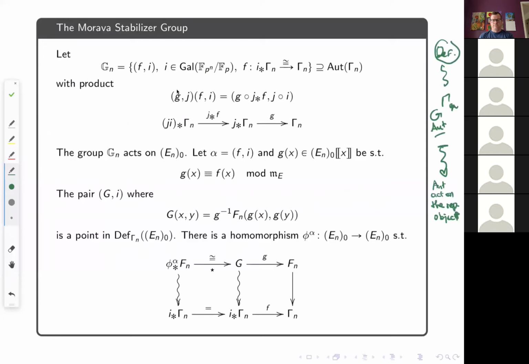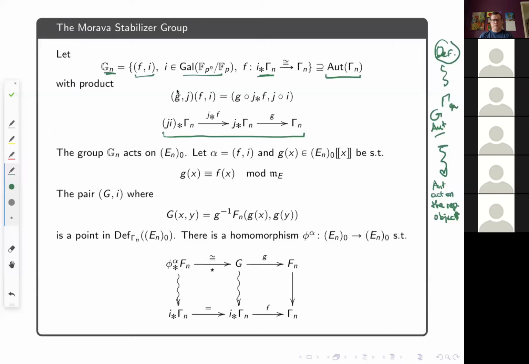Let's see how that goes. Gn is an extension of the automorphisms of gamma n, meaning isomorphisms of formal group laws, but it's a bit beefier. It's the pairs (I, F), where I is an element of the Galois group, a field automorphism of F_{p^n}, and F is an isomorphism from what you get if you apply I star to gamma n, onto gamma n. The product is given by looking at this composite.